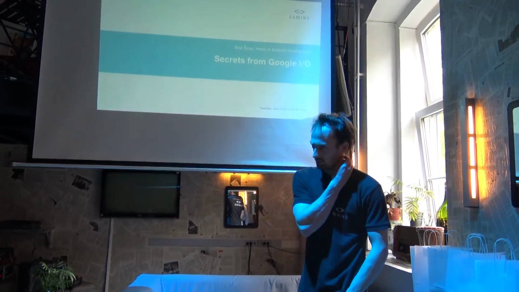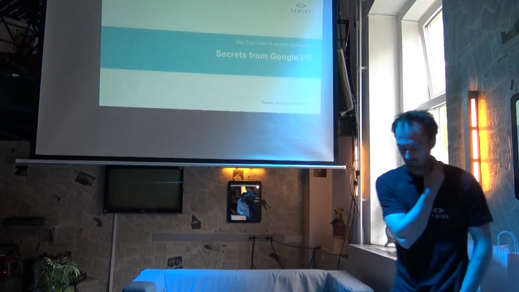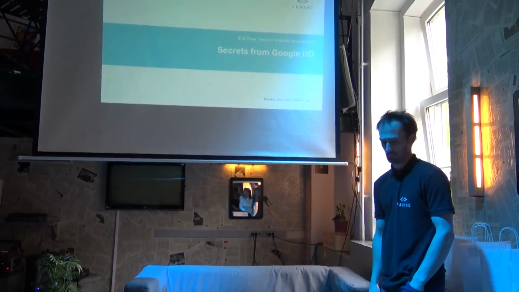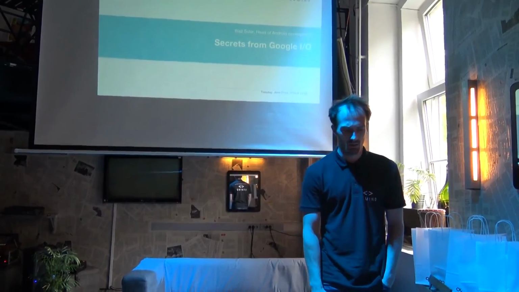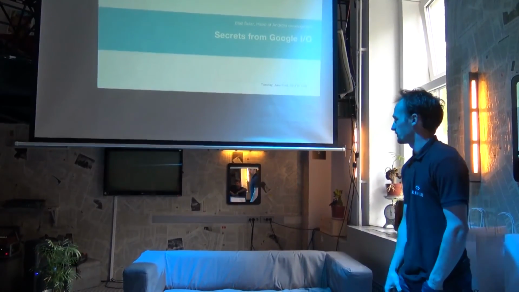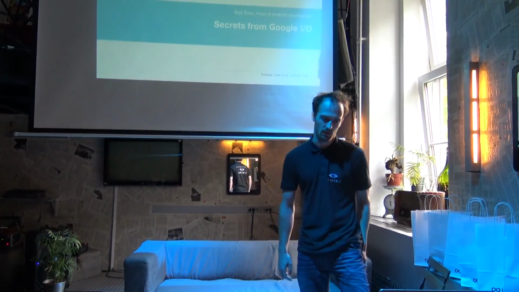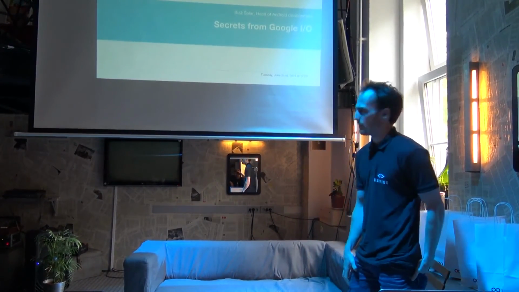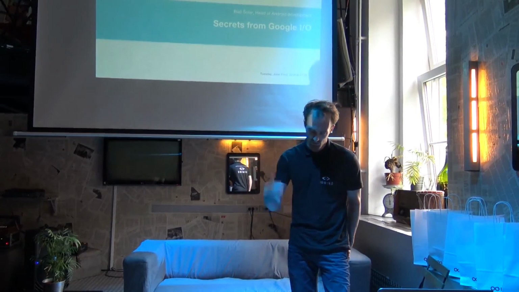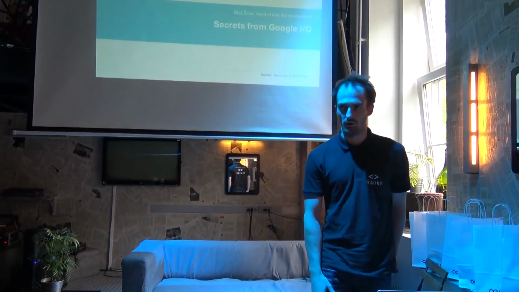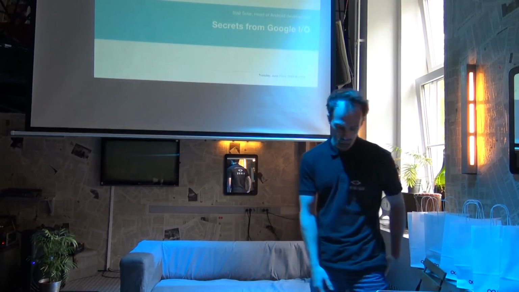So I just want to go through a few things that were announced at Google I.O. this year, about a month ago. What was released, what's new in Android, what's going to happen in the next few months. I won't go into deep details, basically just a list of things, so whoever's interested in anything can look it up later by themselves.